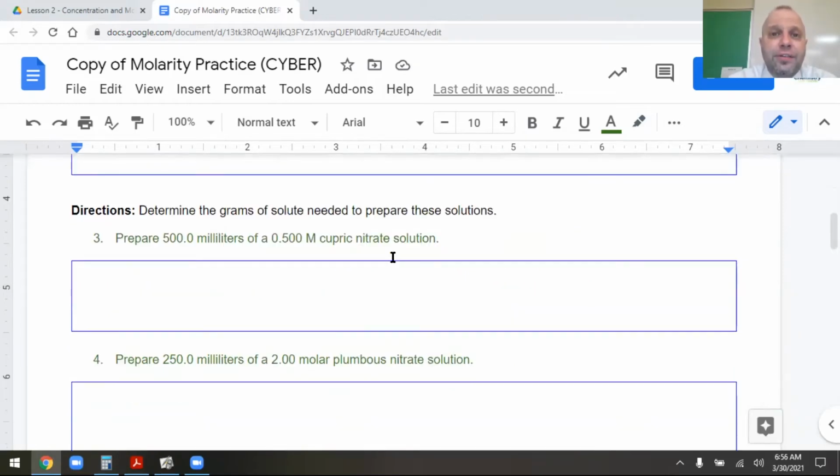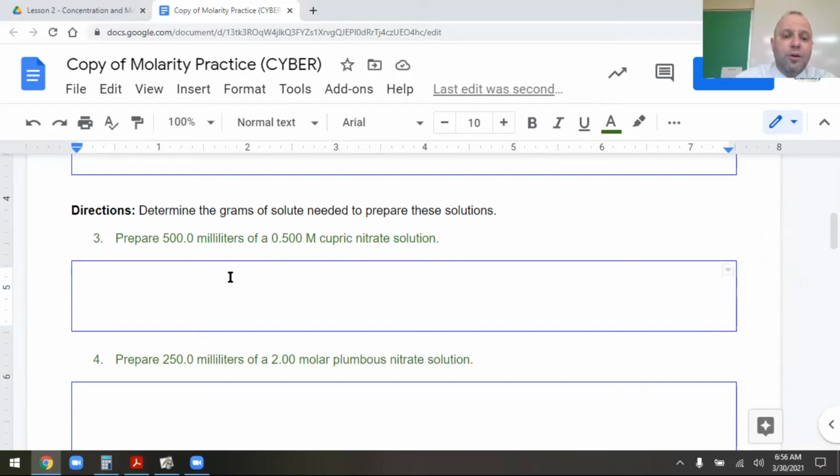Okay, in our second section, we're actually going to work backwards. So in this section, we're given a solution volume of 500 milliliters. We're given a concentration of 0.5 molar cupric nitrate, and we're actually trying to figure out how much solid would have to be weighed out in grams in order to prepare this solution. So my suggestion to you when you do these problems is to begin by figuring out the molar mass of cupric nitrate in this problem, or whatever the substance that's being dissolved is.